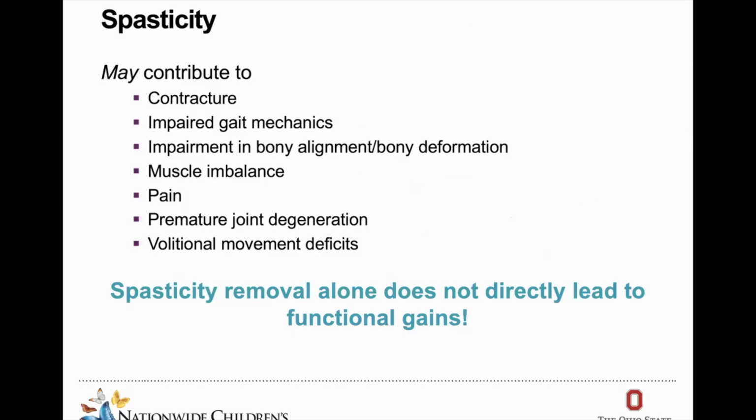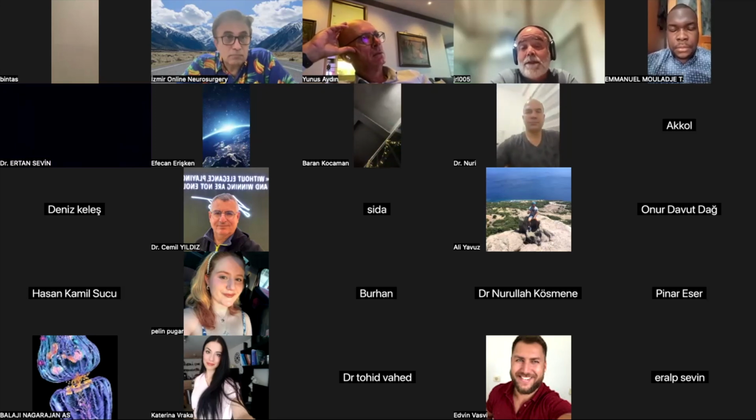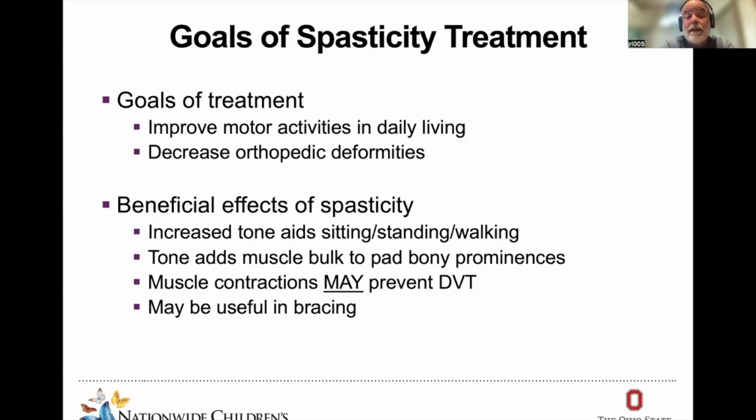Spasticity, though, I should say before we start talking about treatments, is also important because spasticity removal alone does not directly lead to functional gains. It may contribute to contractures, impaired gait mechanics, and muscle imbalance, but it may be attributable to some function because it may pad bony prominences, it may prevent DVTs, and it may be useful in bracing of these children.